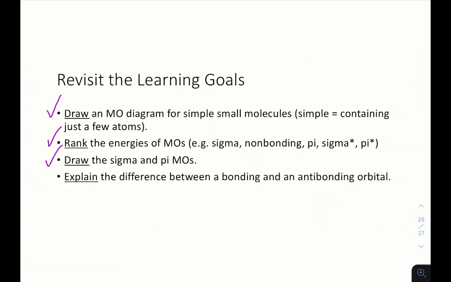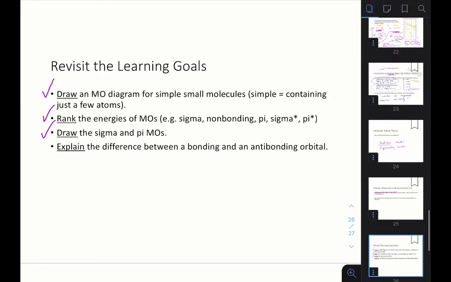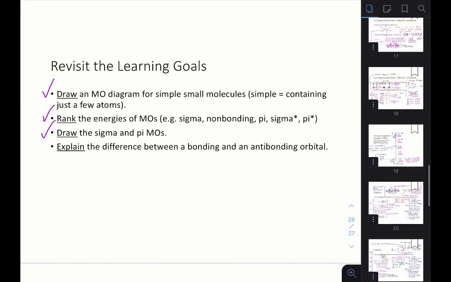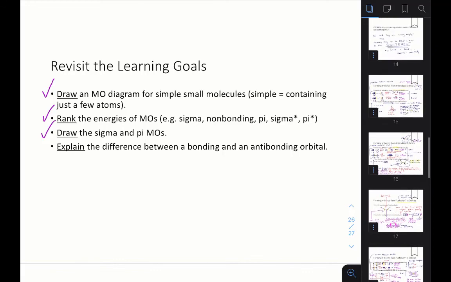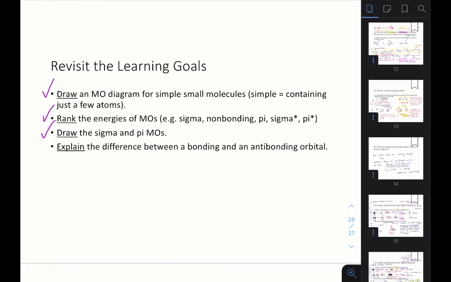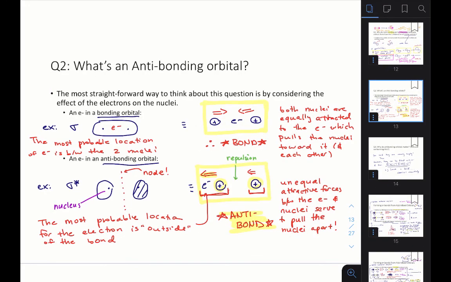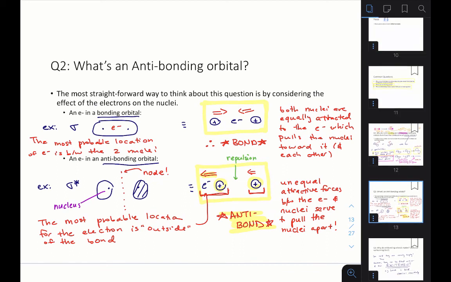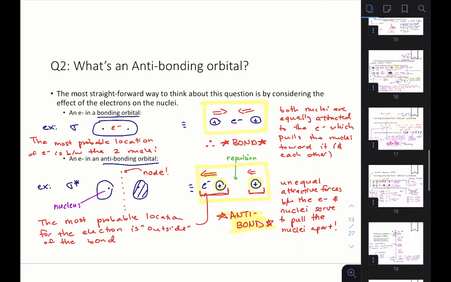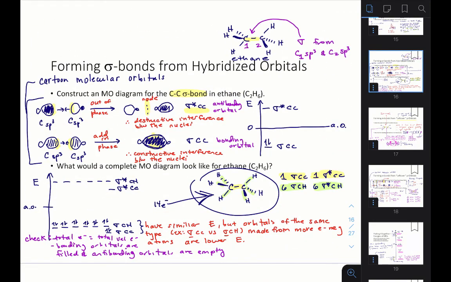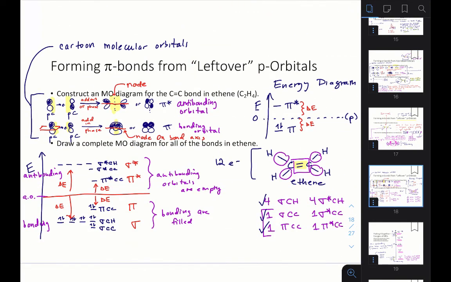Finally, can you explain the difference between a bonding and an antibonding orbital? I believe in you. So try it. And then if you want to check whether or not you did that correctly, there's a few places you can look. So we discussed it here when I was answering questions that you might have. And then we discussed it every time we built a molecular orbital diagram.